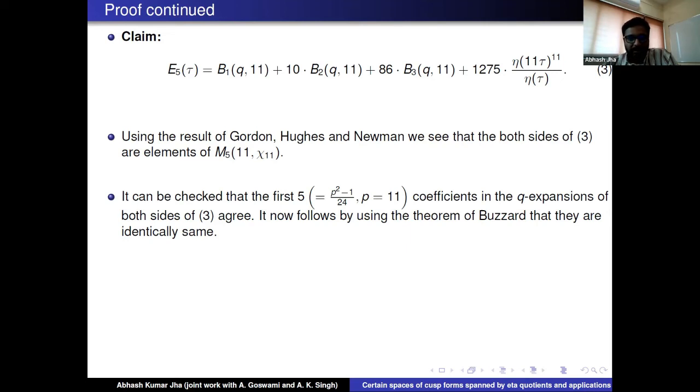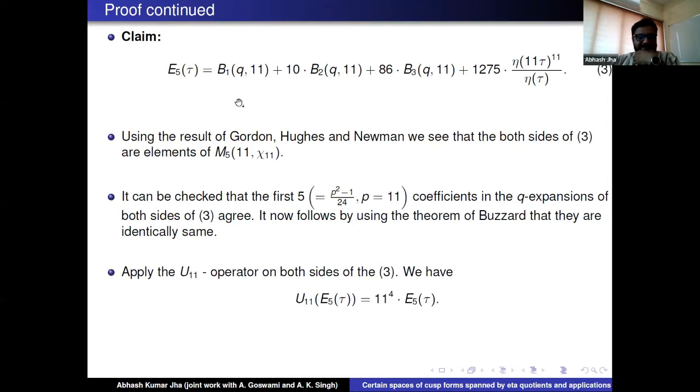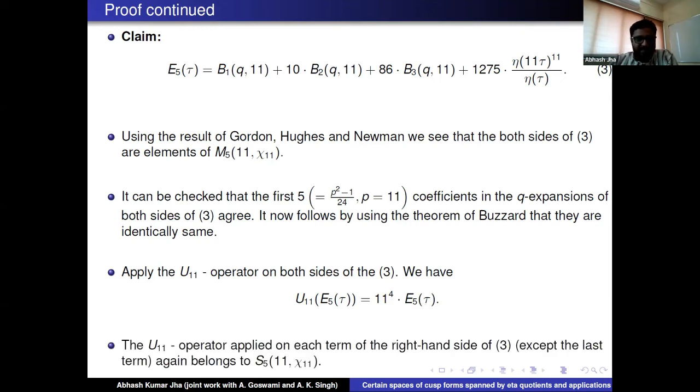So now this says that these two modular forms are the same. Now what you do is apply the U11 operator on this. The U11 operator behaves very nicely with Eisenstein series, so it will give U11 to the power 4 into this E5. Now you will apply U11 on the other side, and let's see what happens.